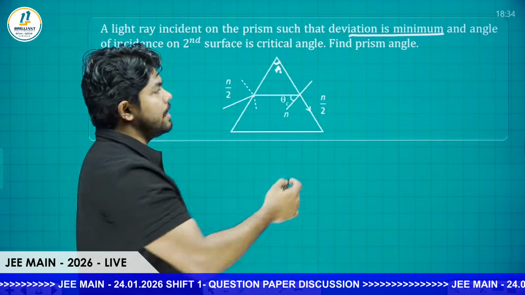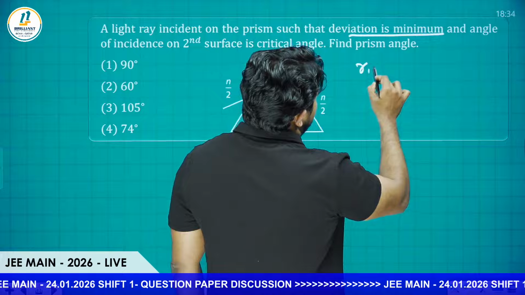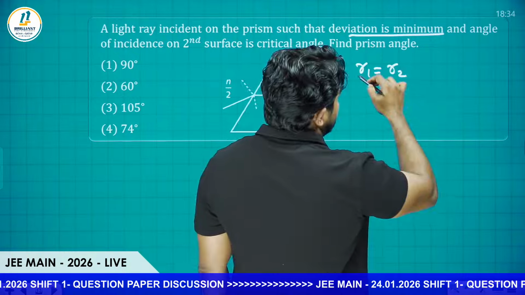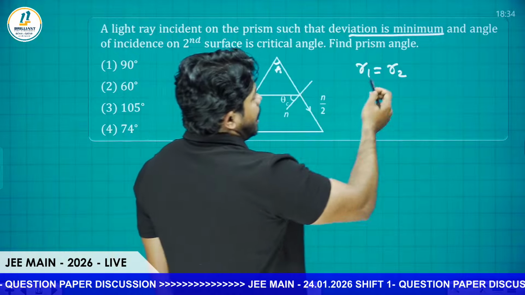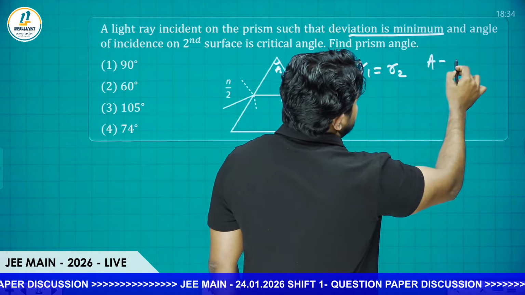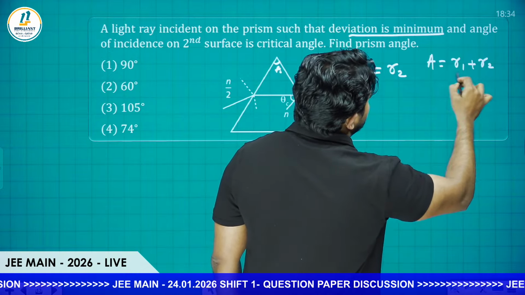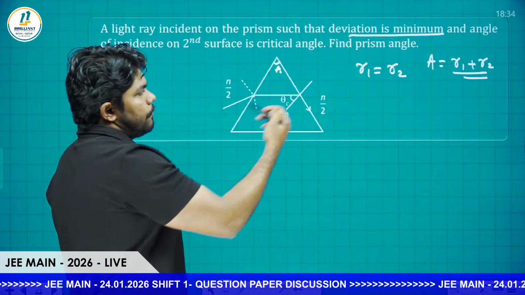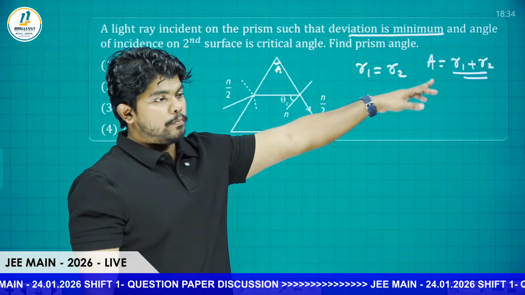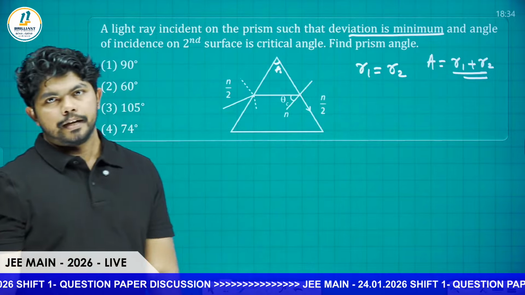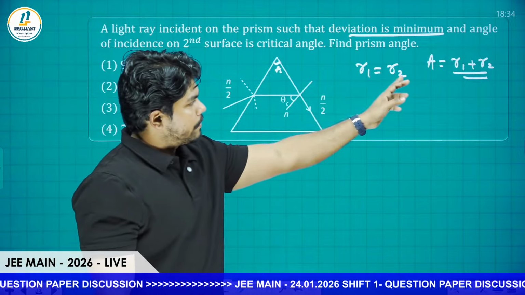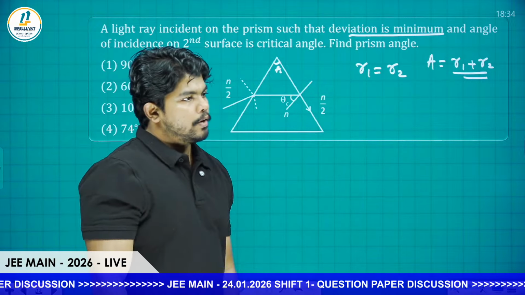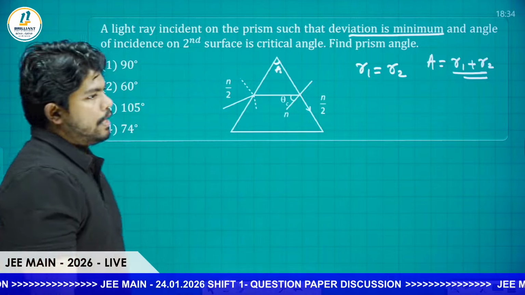The minimum deviation condition is that R1 should be equal to R2. That is the minimum deviation condition. And we know the relation A is equal to R1 plus R2. That is the relation, right? So if I know R1 and R2, I can find the angle of the prism. That's the idea. If I know the values of R1 and R2, I can find the angle of the prism.